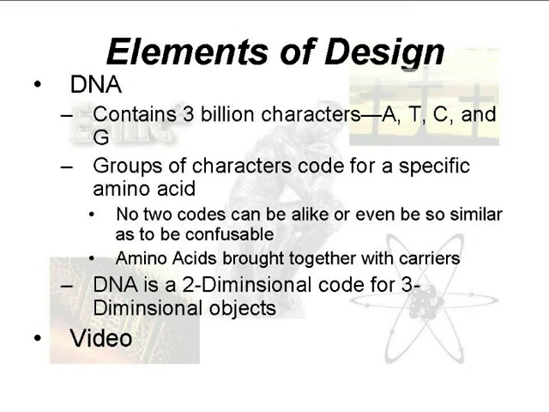No two codes can be alike or similar, so similar that they can be confusable, right? There are some similar codes that can code for the same amino acid, but they're not confusable, so our cell knows what amino acid to put there, because you wouldn't want it to all of a sudden start making a protein different, and you can't digest food, or whatever problems would come of that if you lost a particular enzyme. Amino acids are brought together with carriers. So DNA is actually a two-dimensional object code for a three-dimensional object. So it's a two-dimensional code for a three-dimensional object, which is pretty mind-boggling to me.